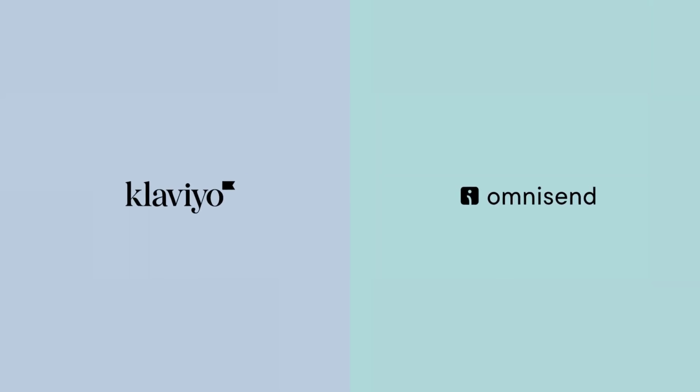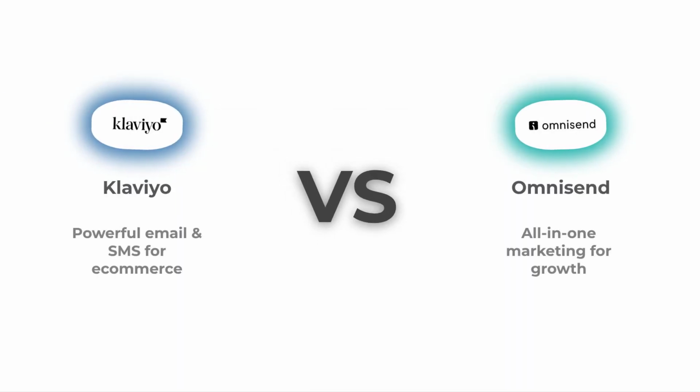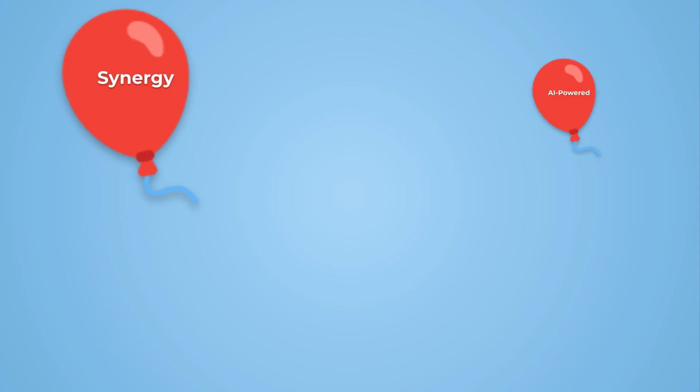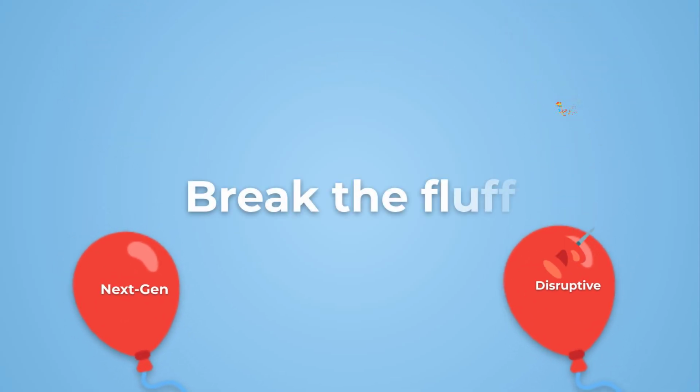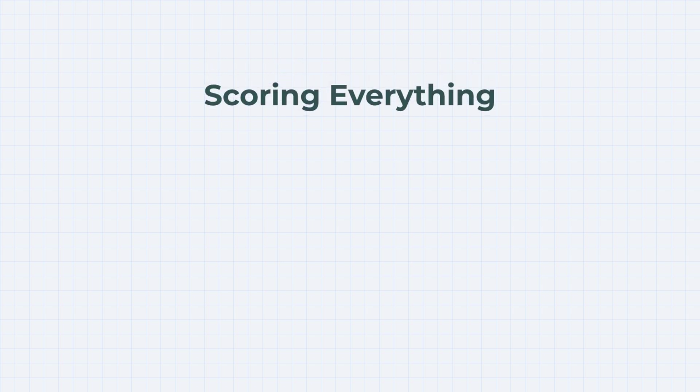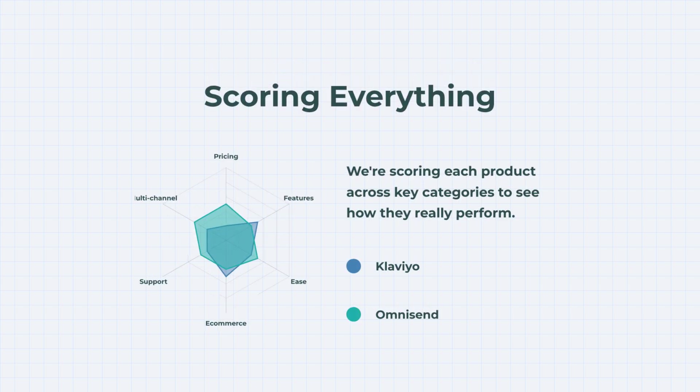Klaviyo and Omnisend, two powerhouses in email marketing. Which one really delivers? On one side we have Klaviyo, the data-driven favorite with advanced segmentation. On the other, Omnisend, known for its user-friendly automation and multi-channel features. Let's skip the buzzwords and dive into what truly sets them apart. Each category earns points, and by the end you'll know exactly which platform comes out ahead. The result might surprise you.